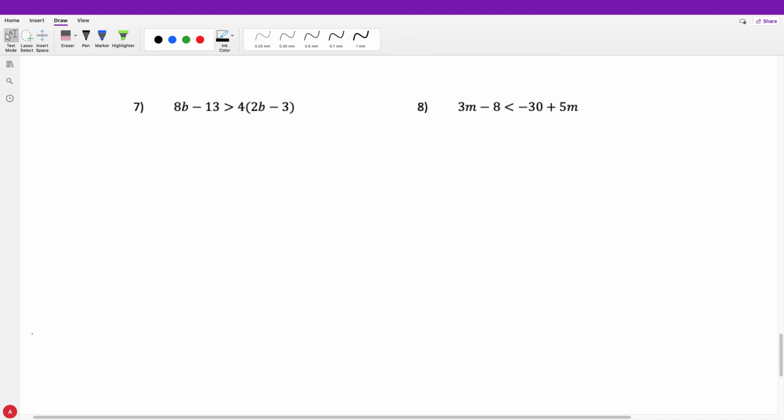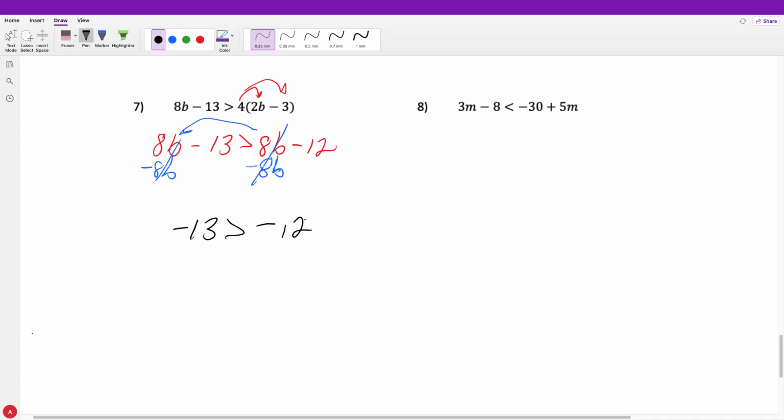All right, now these are our last 2 problems that we're going to do. So once again, here I see, okay, well, I have this parentheses, so I need to distribute this first. So I have 8b minus 13 is greater than, well, 4 times 2b is 8b, and 4 times negative 3 is negative 12. So now I'm going to move my variables to the left-hand side, so I'll subtract 8b from both sides. Now, when this happens, they both zero out. So now I'm left with negative 13 is greater than negative 12.